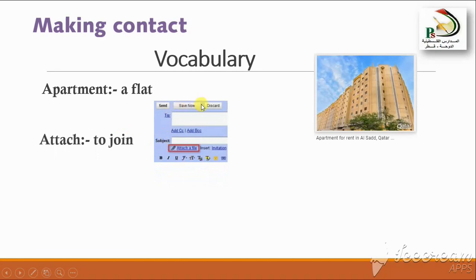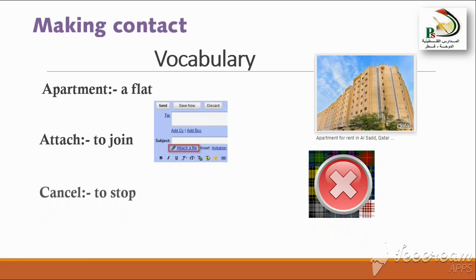The second one is attach. See, whenever you are sending an email, you will find an option attaching a file. It means that you join a file, either it's a picture or a document or a video. So you are joining it, or maybe it's your own photograph. Then maybe you don't want to. You want to cancel it. You didn't like that picture. You want to attach another picture. So you cancel it. Cancel means to stop. Whichever you were doing, you just want to end it there.